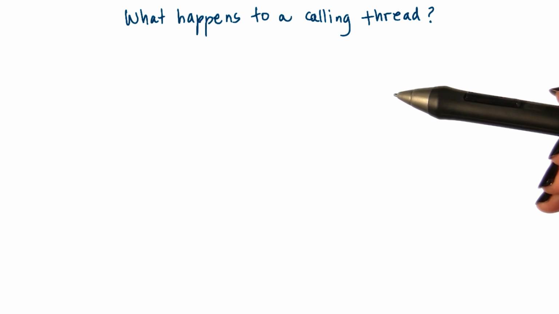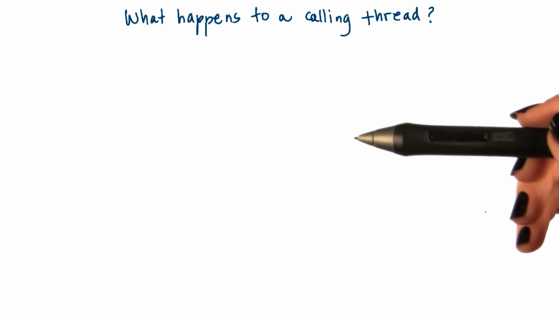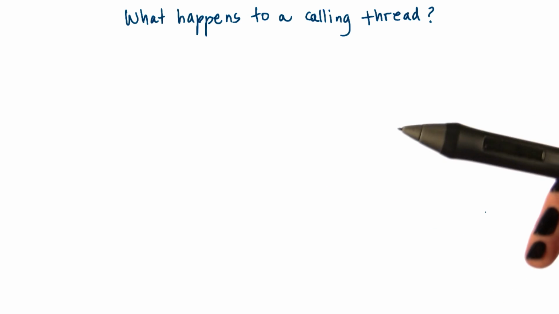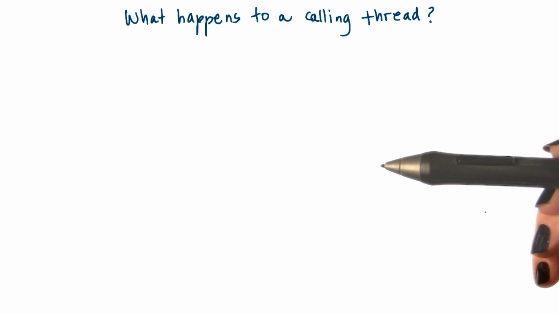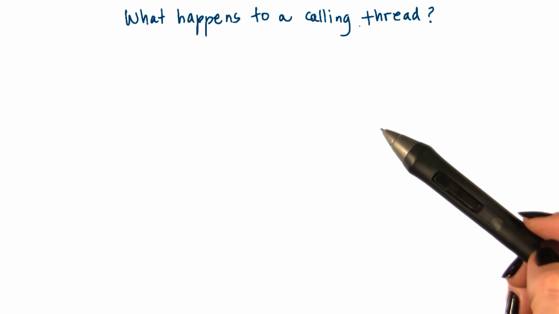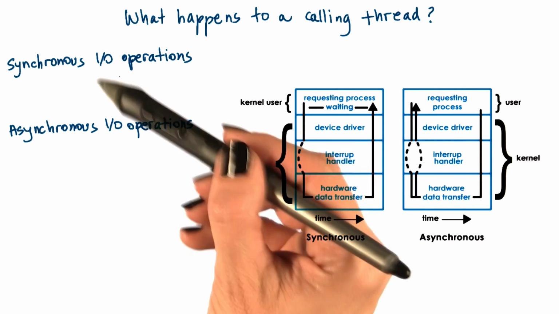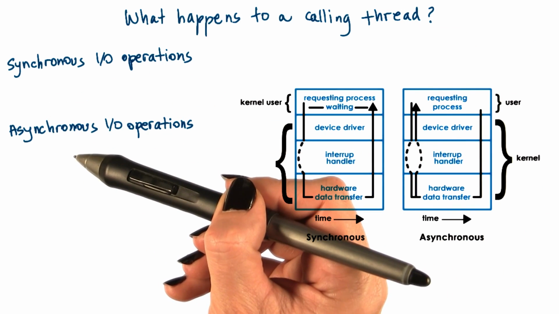When an I/O request is made, the user process typically requires some type of response from the device, even if it's just a status that says, yes, I got it, I'll do this for you. So what happens with the user process or the user thread once the I/O call is made? What will happen to the thread will depend on whether the I/O operations are synchronous or asynchronous.